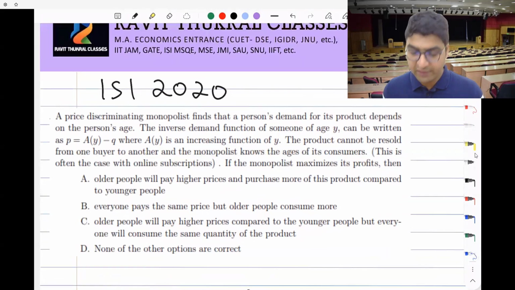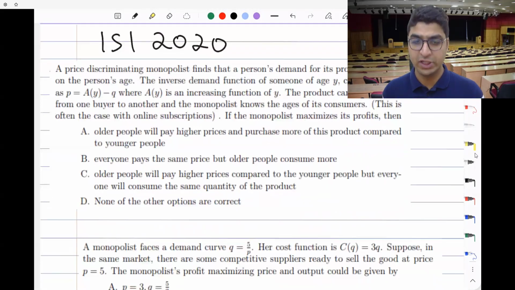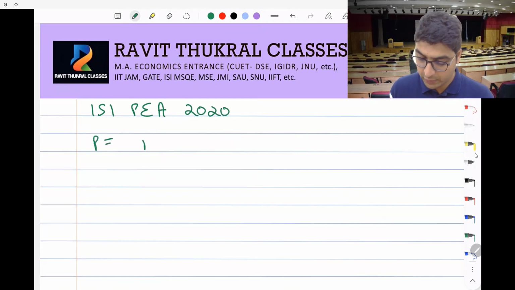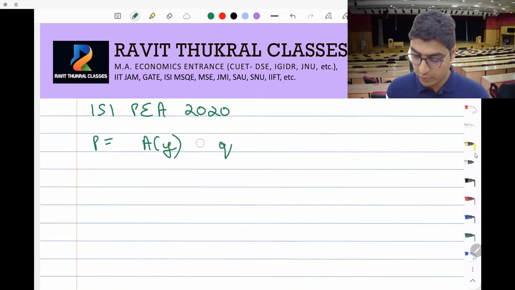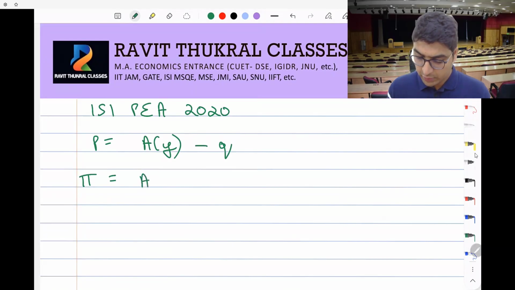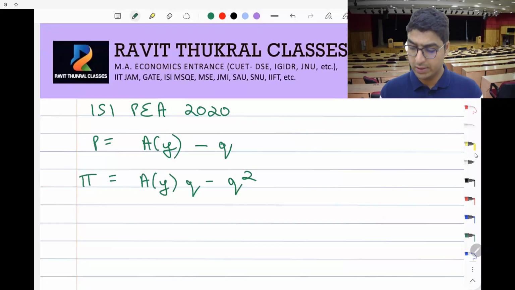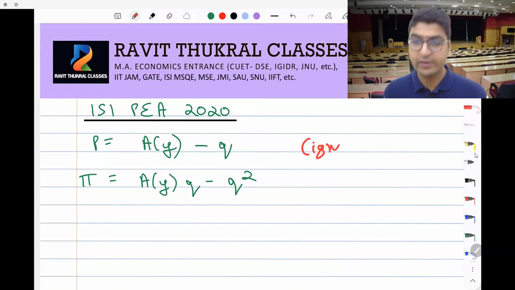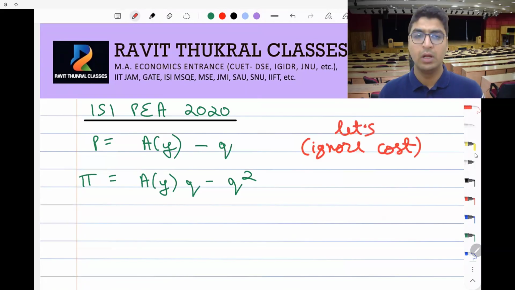So for this given demand function, for any particular age level y, the question is from ISI PEA 2020, where P is equal to ay as a function of y, where y is age and Q is quantity. If we calculate profit for a person with age y, it is ay q minus q square. There might be some cost or not, but that doesn't matter, because cost does not depend on age, so we can even ignore cost, because the conclusions we need to draw relate to age, and cost obviously doesn't depend upon the age.